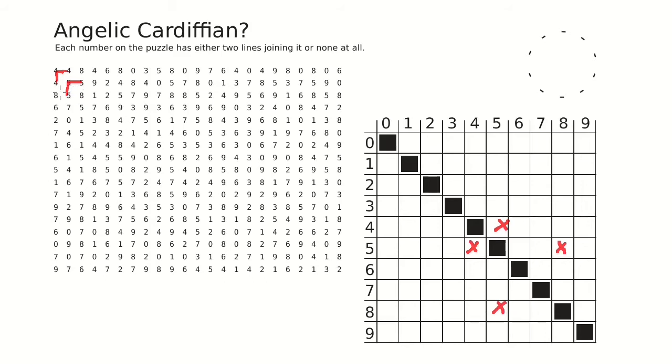Now that 4 there, we've seen it can't join to the 5. It has to join to 2 things, 2 other numbers. Already joins to the 4 above, so it must join to the 8 below. So we know that 8 joins to 4.